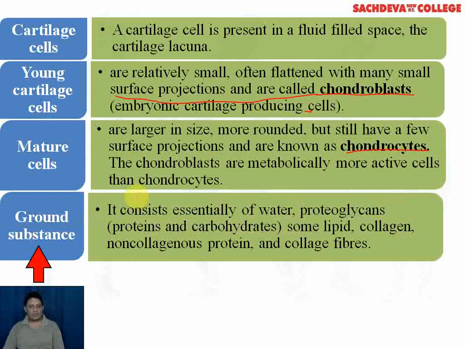The ground substance or the matrix consists essentially of water, proteoglycans. Proteoglycans is actually a combination of proteins. This is the protein part and this is the carbohydrate part. It is a combination of protein and carbohydrate. It also contains some lipid, collagen, and some non-collagenous proteins.